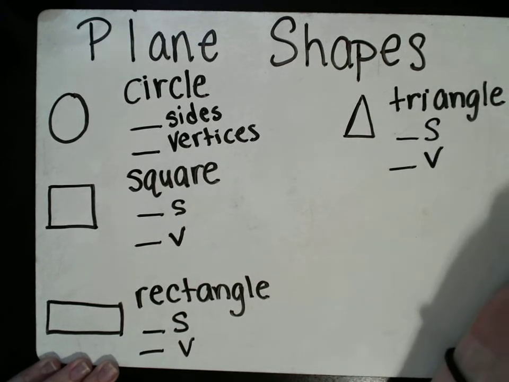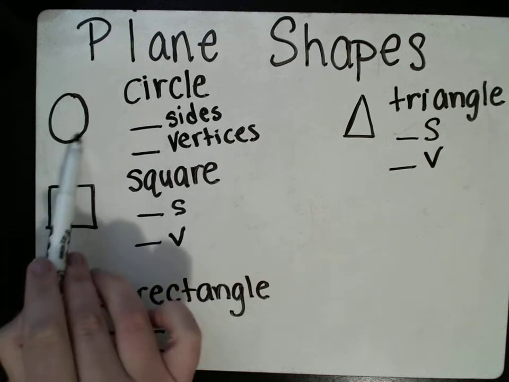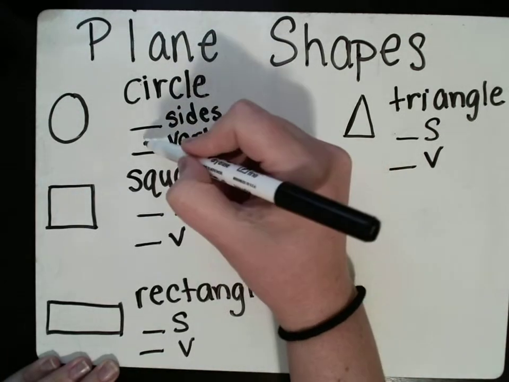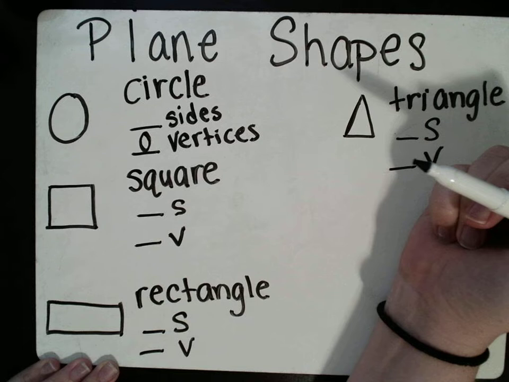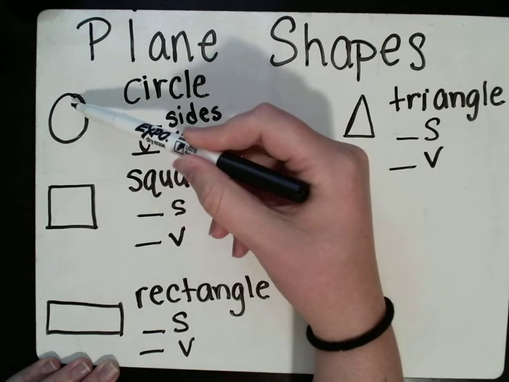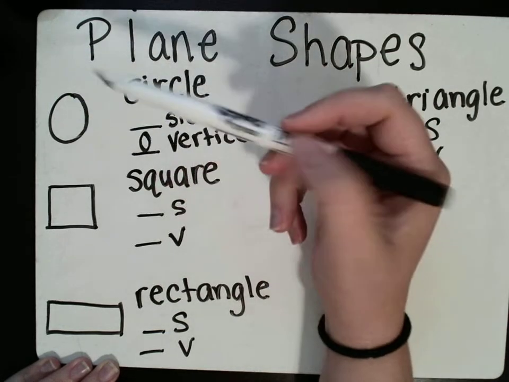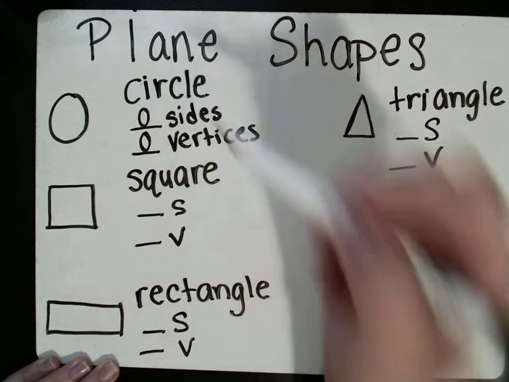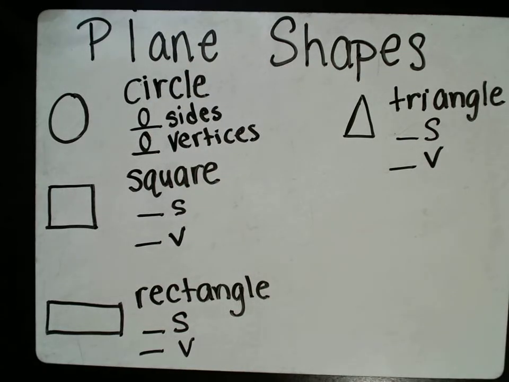So, on a circle, there aren't any points, so there are 0 vertices. On a circle, there are no straight sides, so there are 0 sides. That makes a circle pretty easy. There's no sides and no vertices. It's just a circle. It's round.